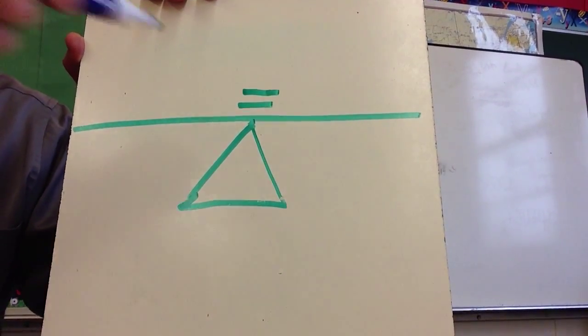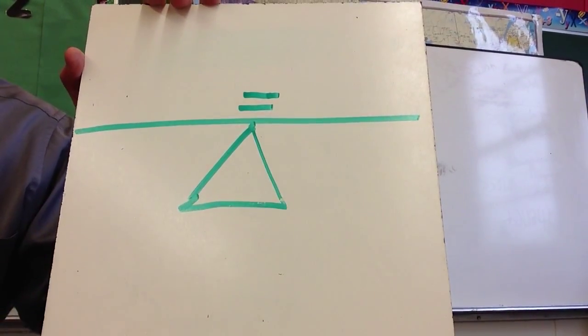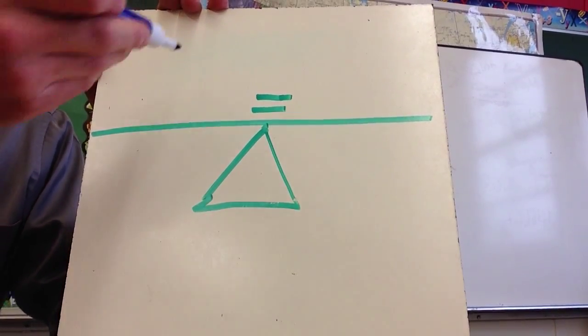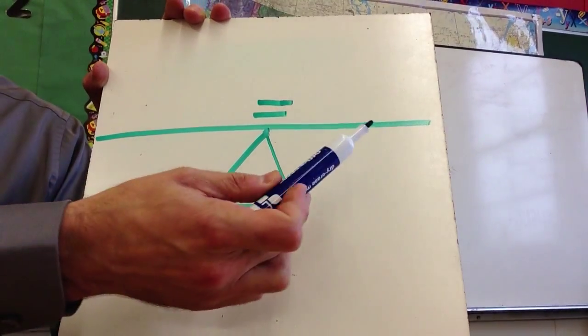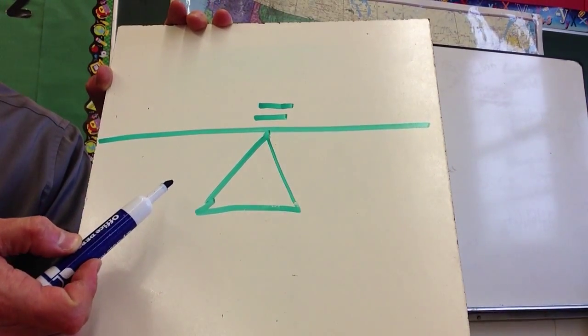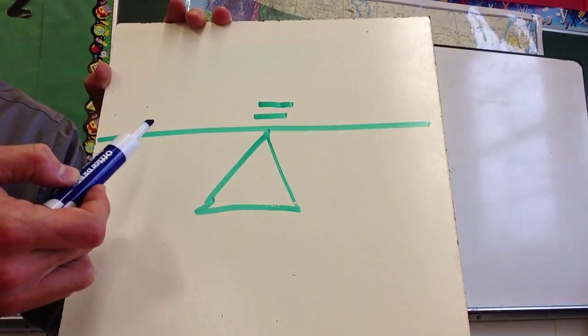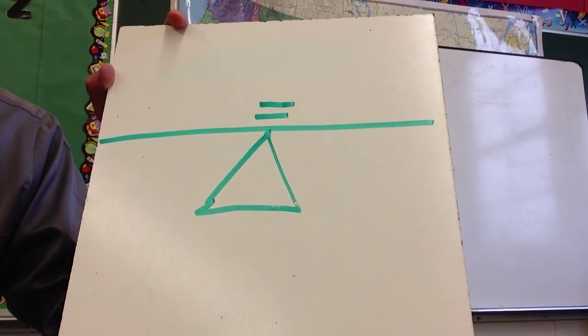And so the idea is this equal sign is right in the middle, and in order for us to keep an equation equal, whatever I do to the left side, I would have to do to the right side. Or whatever I do to the right side, I would have to do to the left side. Just remember that same operation has to be done to both sides.